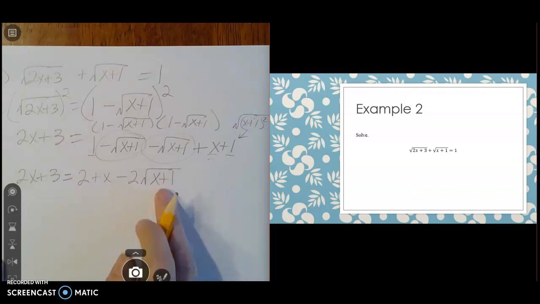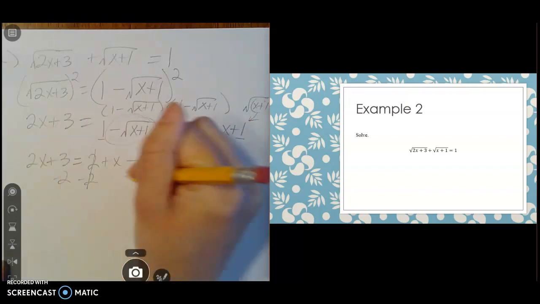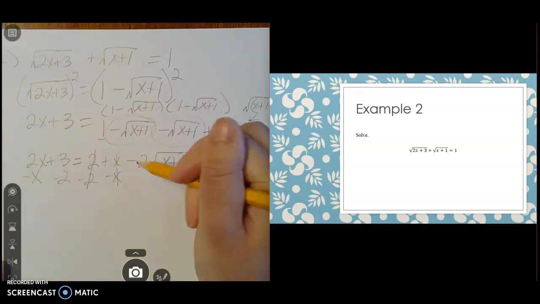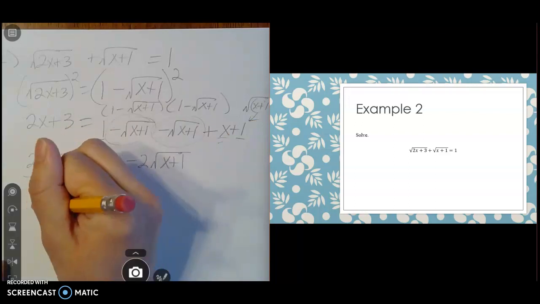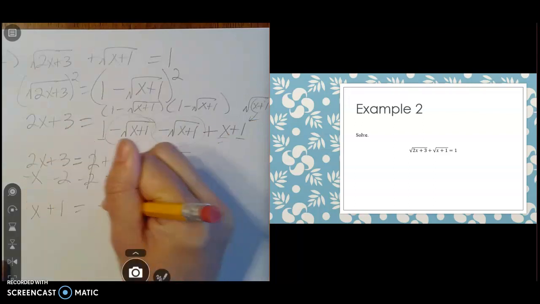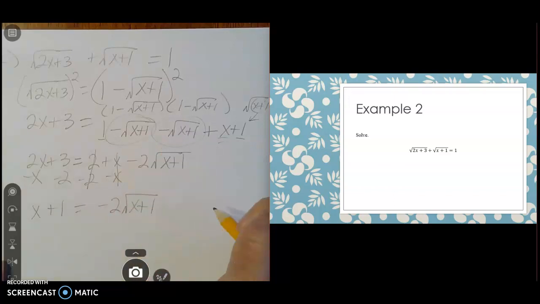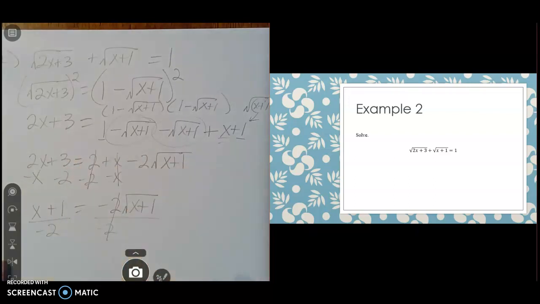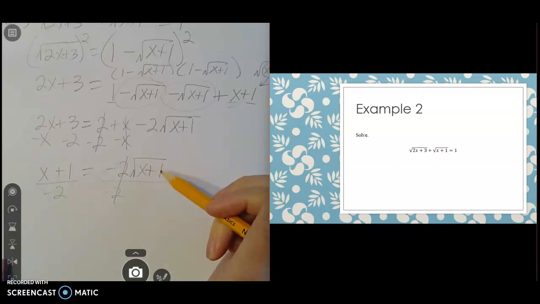All right, so let's just get that by itself now. So to get that radical by itself, I'm going to subtract 2 from both sides, and I'm going to subtract x from both sides, and I'll probably have to divide by negative 2 at some point, right? So let's see, that'll be x plus 1 equals negative 2 times the square root of x plus 1. Whew. All right, so then we'll divide both sides by negative 2. Okay? And then we finally have the square root by itself, okay?